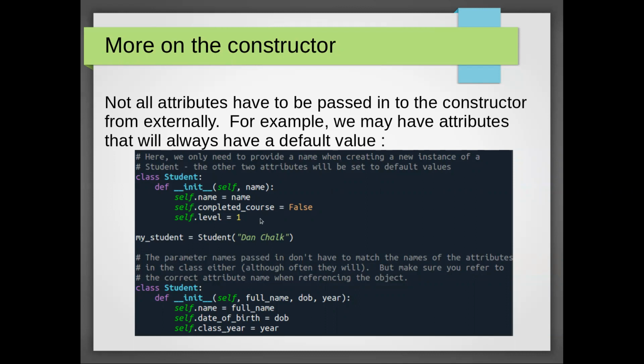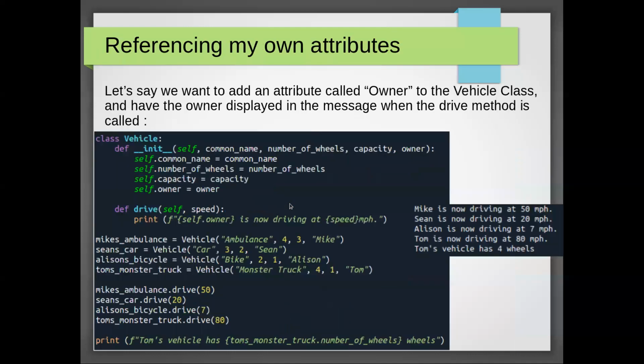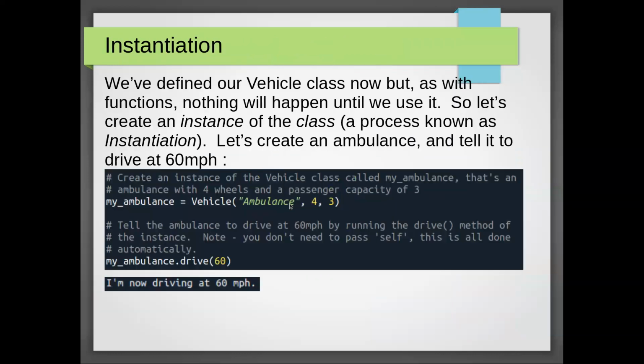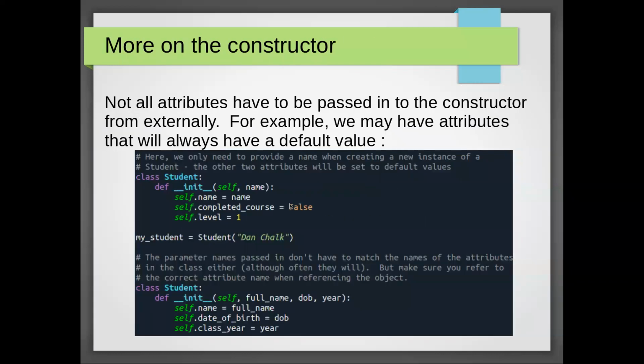attributes where I don't need to be told when I need to create a new student, this is the information you need, because it's going to default to these things. So I can just set them up here with some default value. So things like whether I completed the course may always default to false, because you haven't completed the course when you start as a new student. Or the level at which you start at. So self.level, I've started at 1 here.